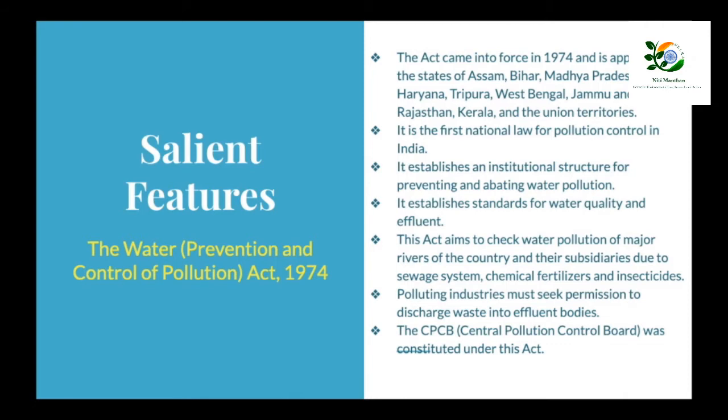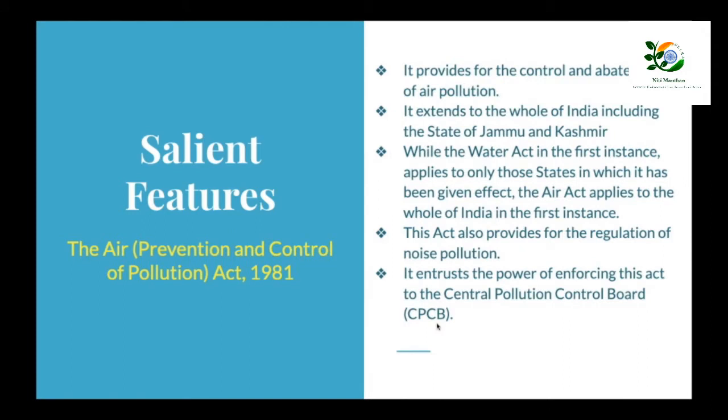Now, moving on to the salient features of the Air Prevention and Control of Pollution Act 1981. This act came into force in 1981 and it provides for the control and abatement of air pollution. This act extends to the whole of India, including the state of Jammu and Kashmir, unlike the Water Act, which was prima facie applicable to only certain listed states.